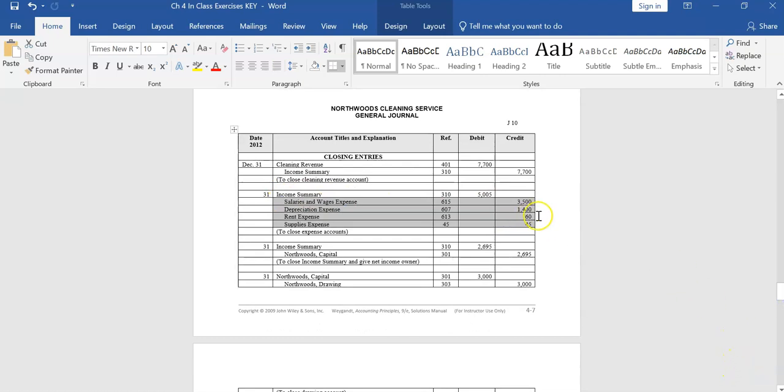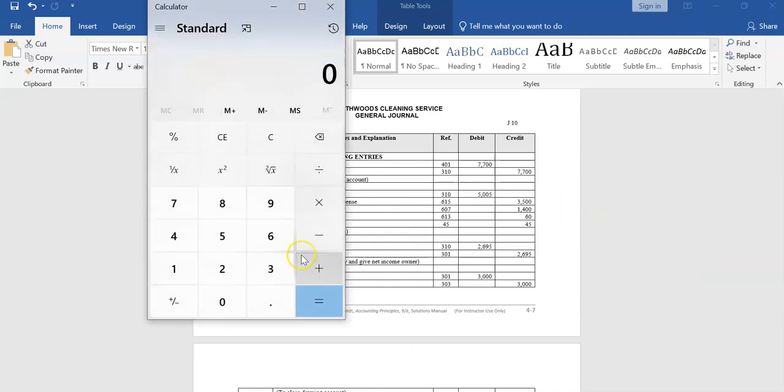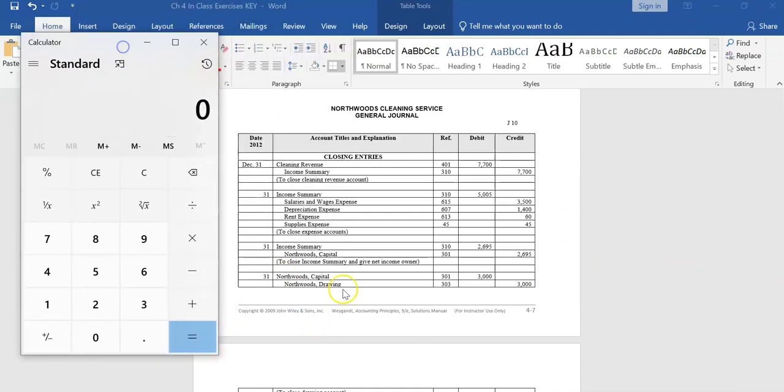Total dollar amount of those expense accounts is transferred into income summary with a debit. After those first 2 closing entries, we will have credited the income summary account for $7,700. The second closing entry would have debited it for $5,005. That $5,005 would have offset that credit partially, leaving a balance of $26.95 credit in the income summary account.